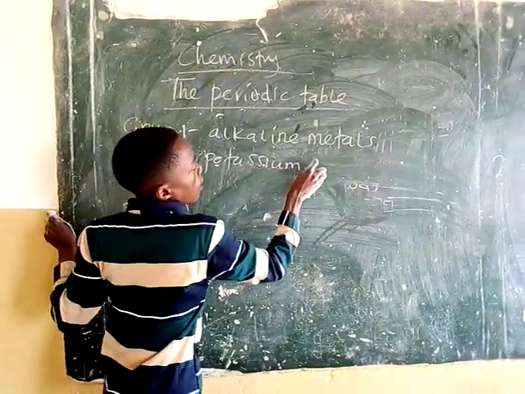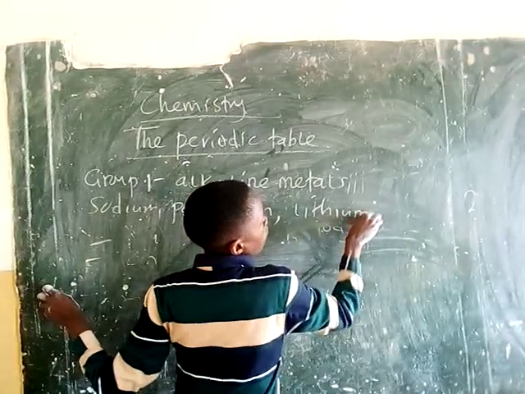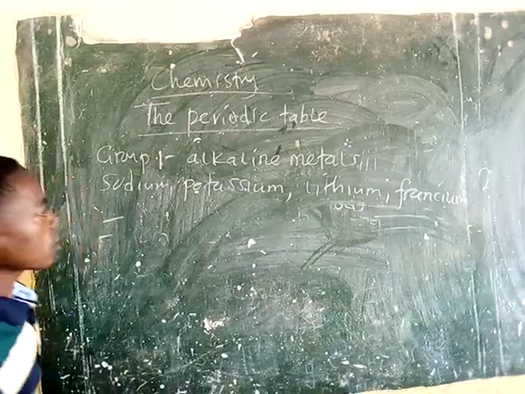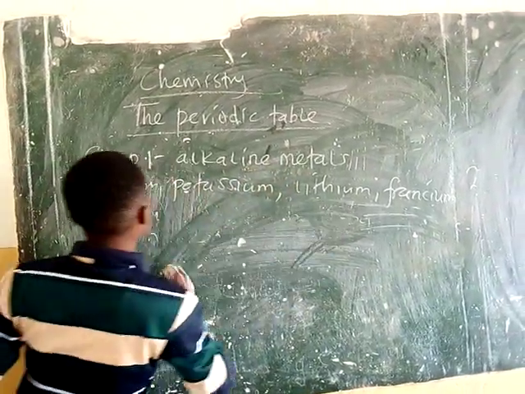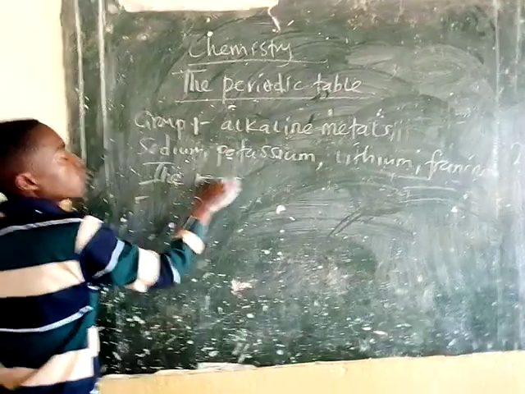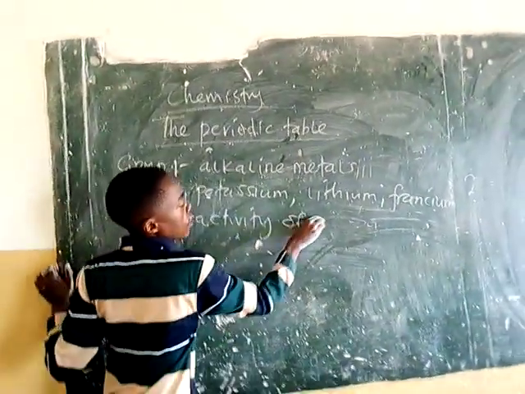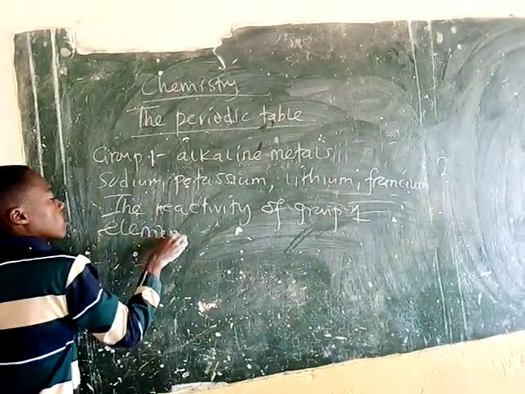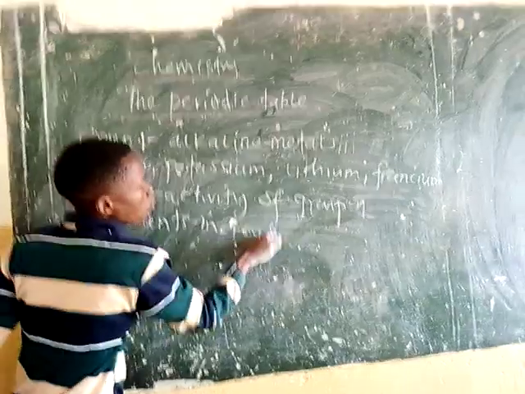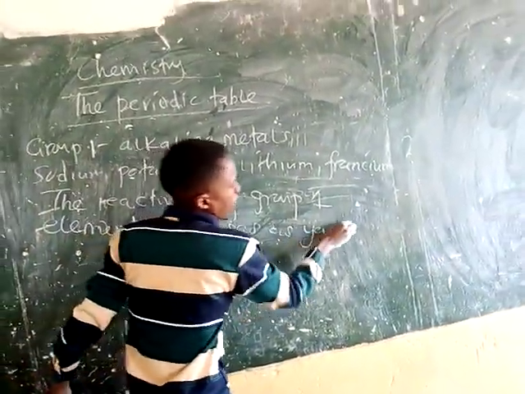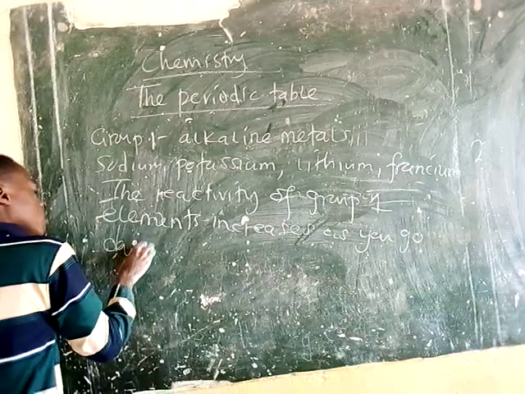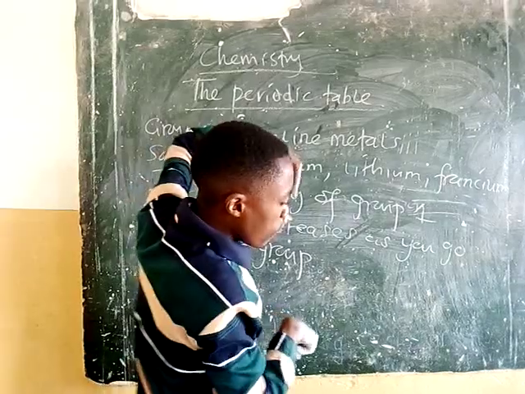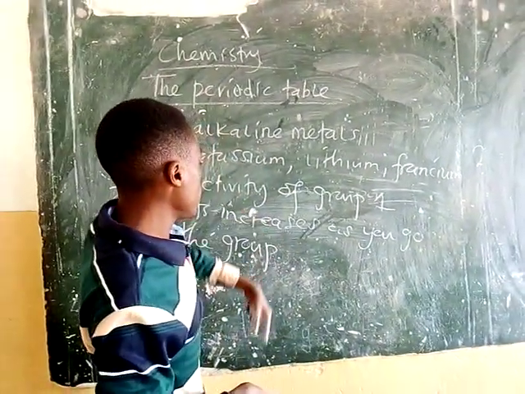potassium, lithium, francium, etc. So these are group 1 elements. Now, the reactivity of group 1 elements increases as you go down the group. Meaning, the metal at the bottom of group 1 is considered to be the most reactive element.